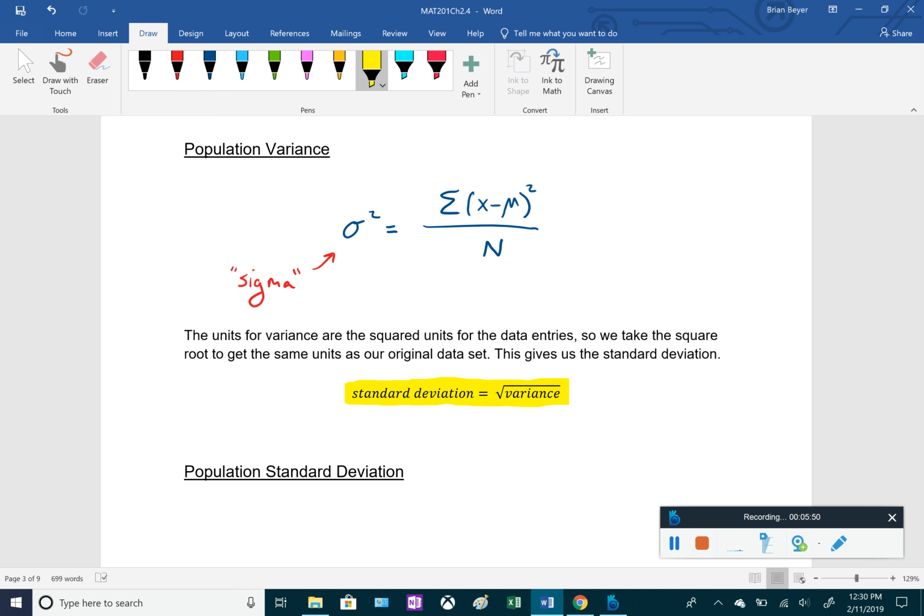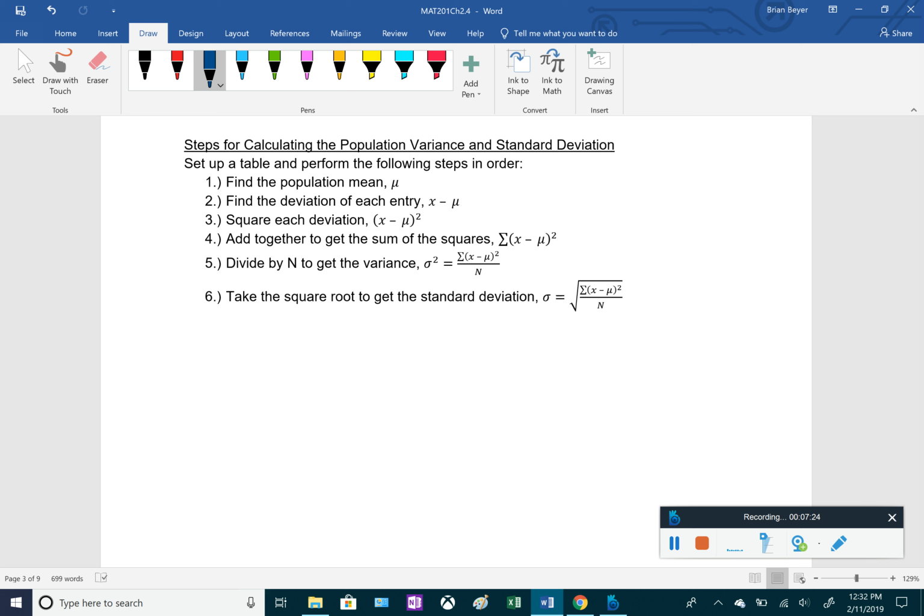For step 1, we're going to find the population mean, so find the average of the data set. Step 2, find the deviation for each entry, just like we did. Step 3, we're going to square each deviation. Using your calculator, you just square it. We're going to add those together. That'll be the sum of the squared deviations. Divide by n, which is the number of data entries. That'll be the variance. Take the square root of the variance. That'll be the standard deviation. So pretty messy, but still pretty doable.